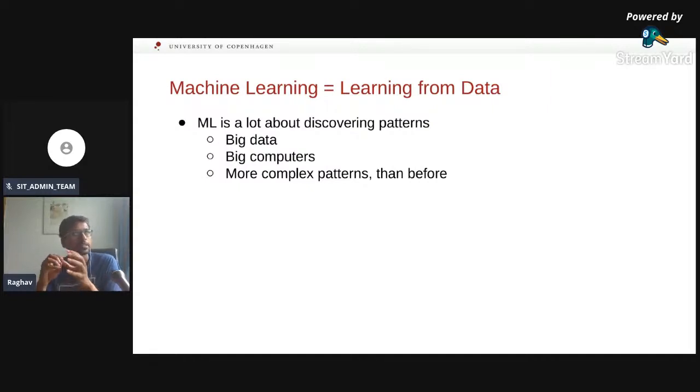So I think the key idea about machine learning, if you haven't previously done any of it but have heard a lot about machine learning and AI, is that it's simply the task of learning from data. It's about discovering patterns. And why has this really taken off now? That's because storage has become cheaper, computation has become cheaper, so you can discover more complex patterns in big data. And this has happened in the past 10 to 15 years.